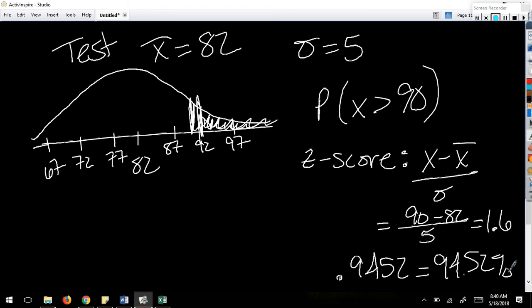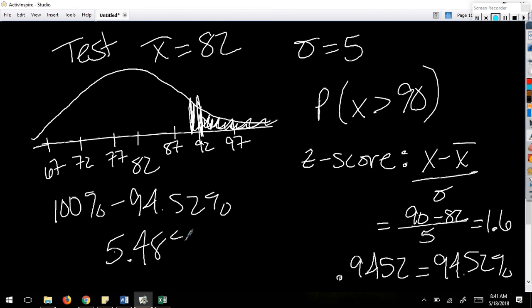Now look. Notice something here. What I shaded clearly does not look like 94.5% of the data. Do we agree? Look at the way it's shaded on your chart. Up top, it's shaded to the left, so it's giving me from this point all the way to the left. Well, if everything is 100%, subtract: 100% minus 94.52% is 5.48%. That's the chance of you making an A or better. Does that make sense to you?